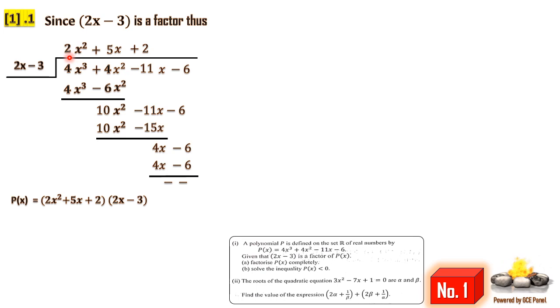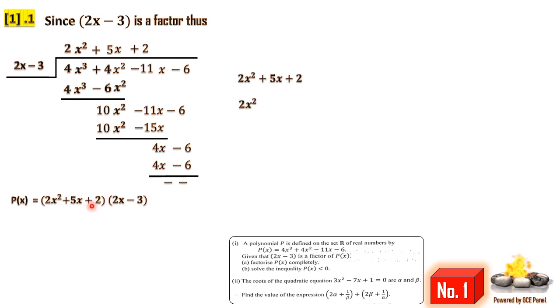the product of this quotient and this divisor, that is 2x squared plus 5x plus 2 times 2x minus 3. But we cannot end here because they said we should factorize completely. We still have a quadratic factor here which is factorizable. So we are going to factorize this quadratic factor so that we end up with linear factors.